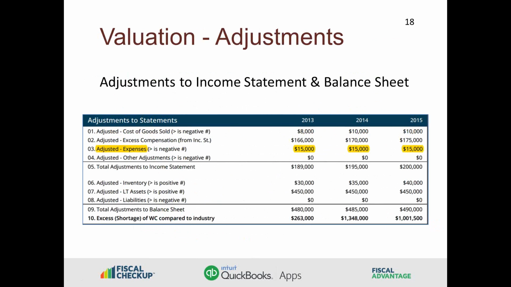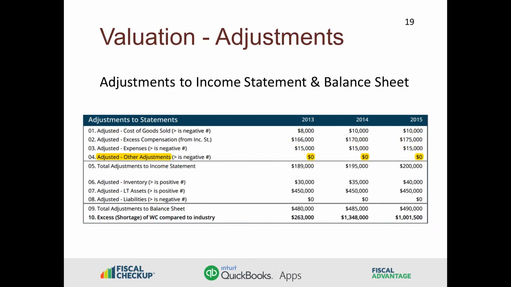Next we do the same for any other expenses where the amount on the income statement was overstated. On the other hand, if it was understated on the income statement, we would enter it as a negative number. There aren't any other expenses that required adjustments, so we've entered a 0.